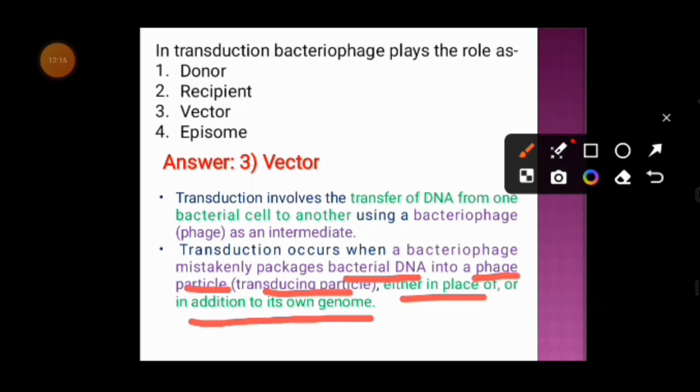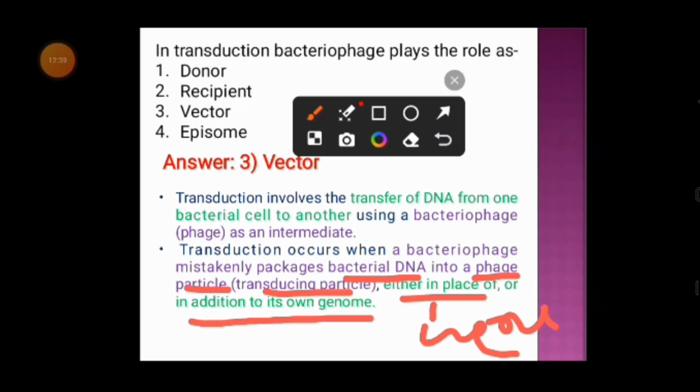So when the phage mistakenly packages only the bacterial DNA, it is a case of generalized transduction. Whereas in addition to its own genome, that is in specialized transduction, the viral genome is integrated with the bacterial genome, and this bacterial genome is transduced to another bacterial cell along with the viral genome, then inserted into a new bacterial cell.